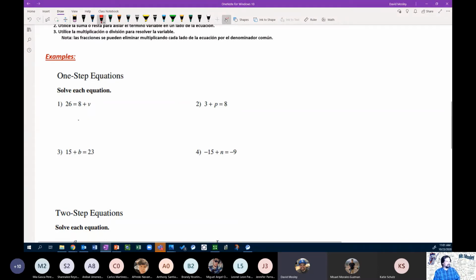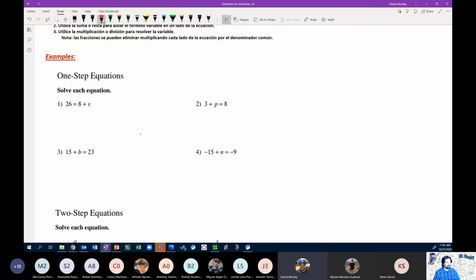Okay, so for the first example, we have 26 equals 8 plus v. Notice the variable in our examples is not x, and that's okay. This one is v, p, b, n. I don't need to always use x for the variable. I can use any letter for a variable.